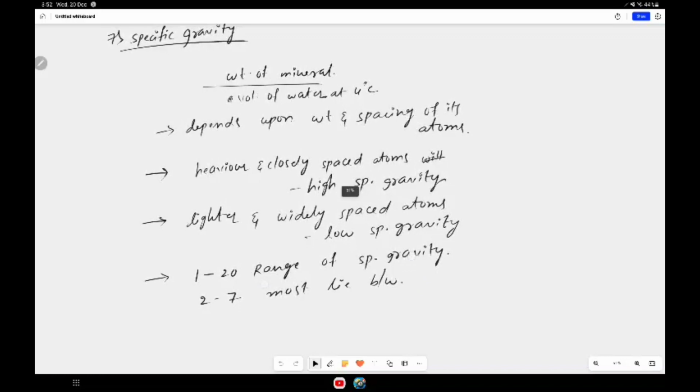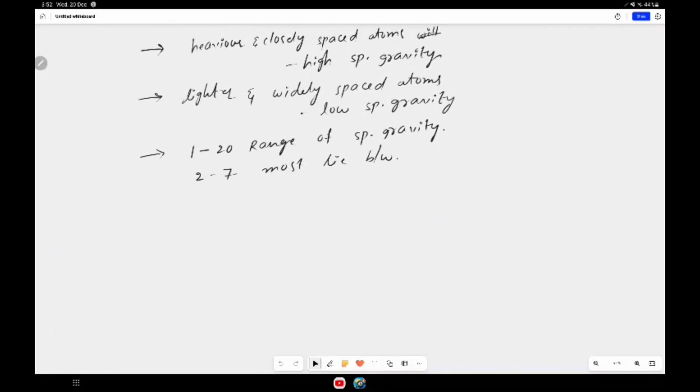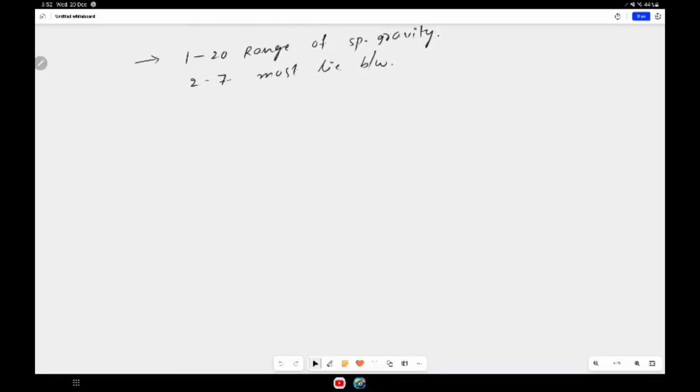Eighth one, cleavage. It is the tendency of a mineral to split easily along certain parallel planes, producing a more or less smooth surface. It is considered an important property for the identification of the mineral.